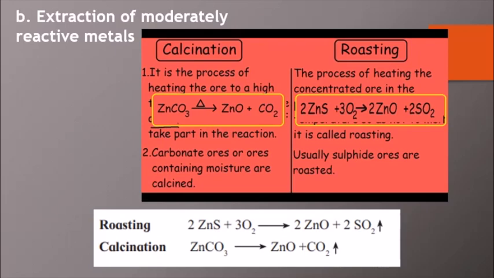There are two processes that are used. First is roasting, and second is calcination. In roasting, the sulfide ores are heated with air and they form oxides. In calcination, the carbonate ores are heated with a limited supply of air and they transform into oxide. So both these processes are the transformation of the carbonate ores into oxide or the sulfide ores into oxide.